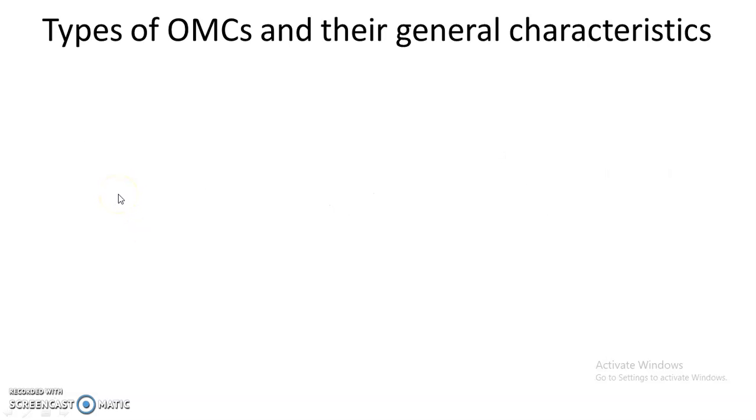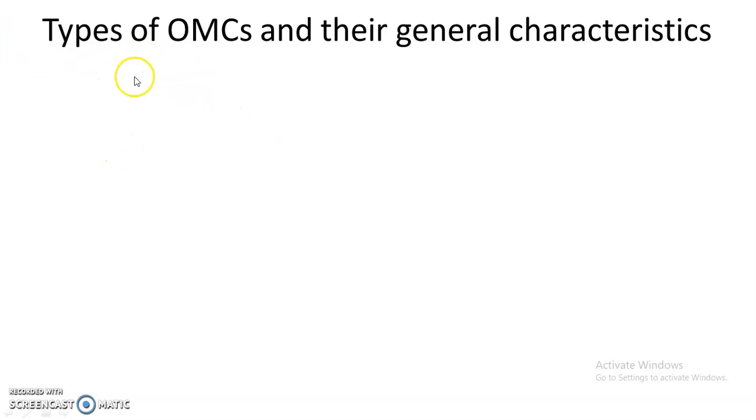Now in the last video I already discussed what organometallic compounds are, and you know that organometallic compounds are the compounds in which a metal atom, or an atom less electronegative than carbon, is directly bonded to a carbon atom. These are called organometallic compounds.